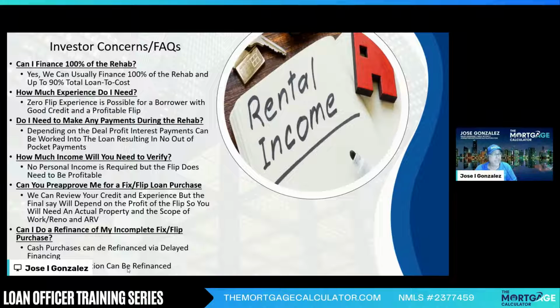And then last but not least, this is something we do quite often at the mortgage calculator. Can I do a refinance of my incomplete fix and flip purchase? All right, so in this case, this is going to be pretty tough. This wouldn't be a fix and flip purchase; it would be of their fix and flip loan where they already closed on it.